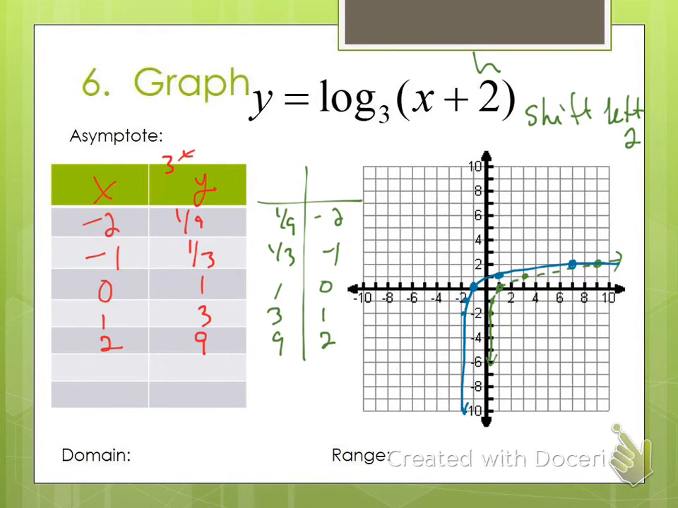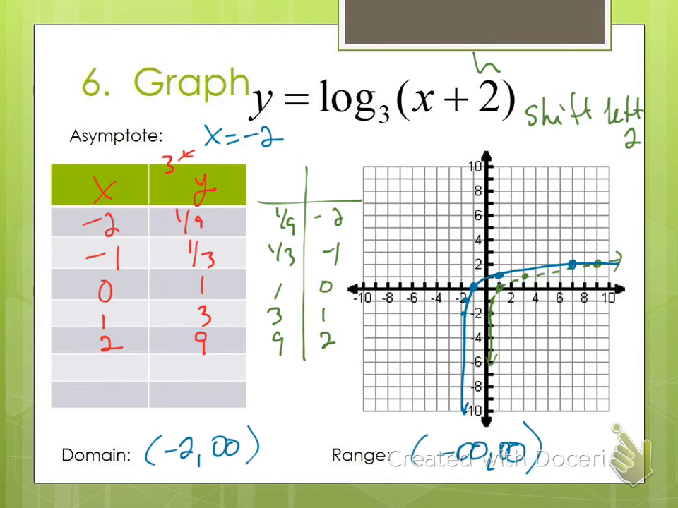Now this graph doesn't seem to want to cross -2 on the x-axis. So our asymptote would be at x equals -2. If that's the case, then that means the domain doesn't start until after -2 and then goes out to positive infinity. And the range still stays negative infinity to positive infinity, no problem.